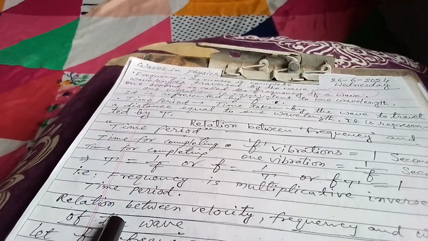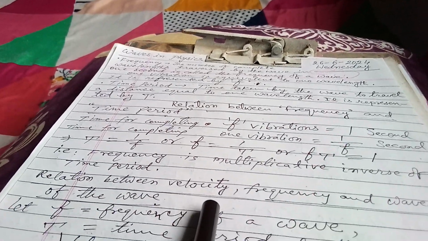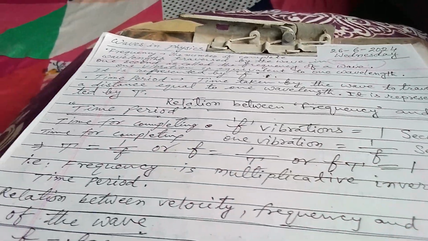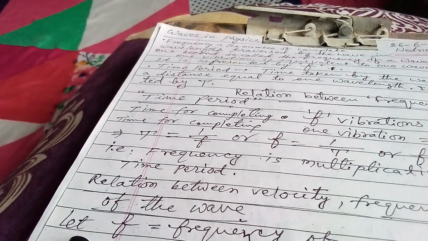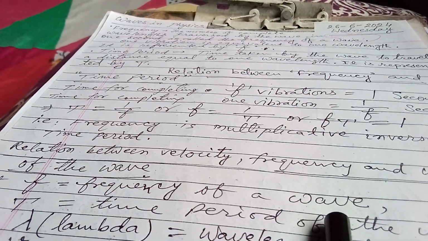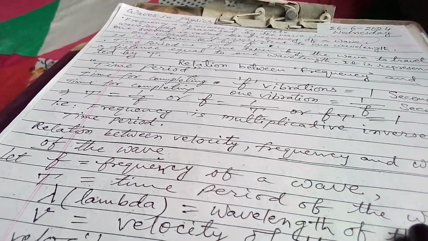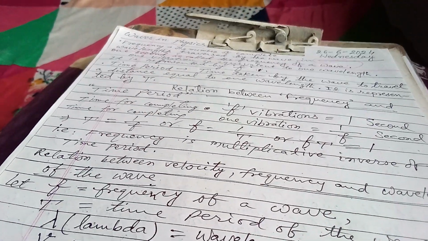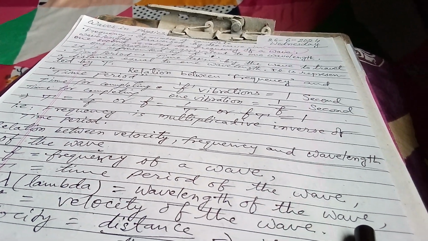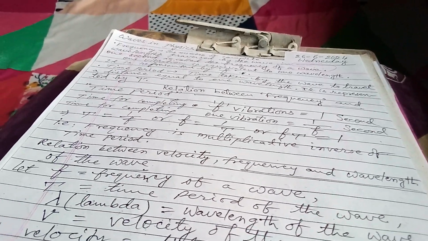Now, this was the first relation, and the second relation we will see is the relation between velocity, frequency, and wavelength of the wave. So let small f equal the frequency of a wave, capital T equal the time period of the wave, and lambda equal the wavelength of the wave, and v equal the velocity of the wave.